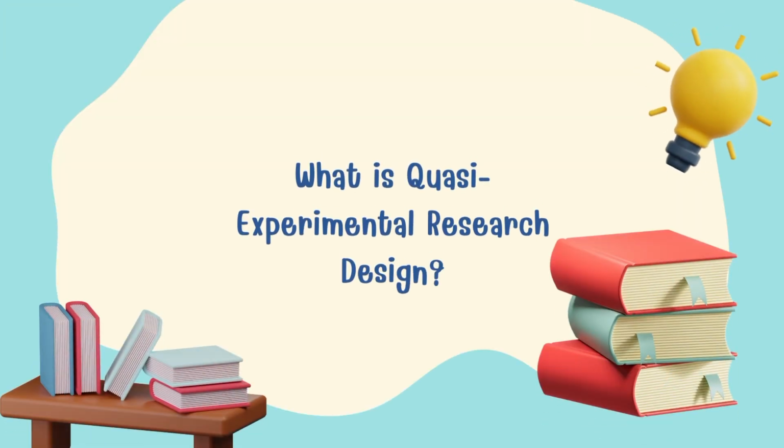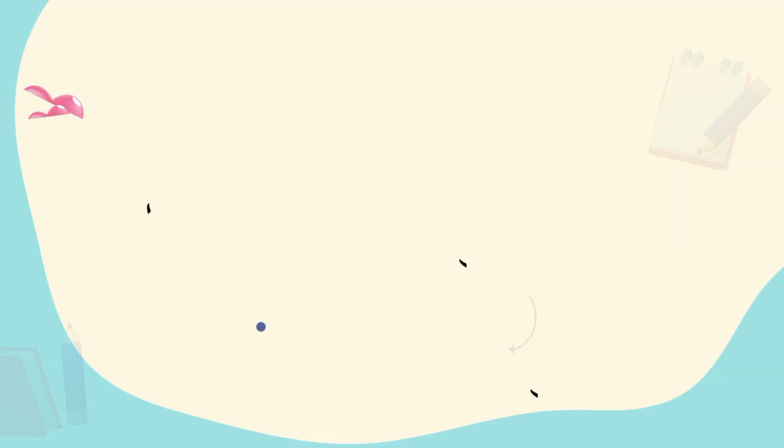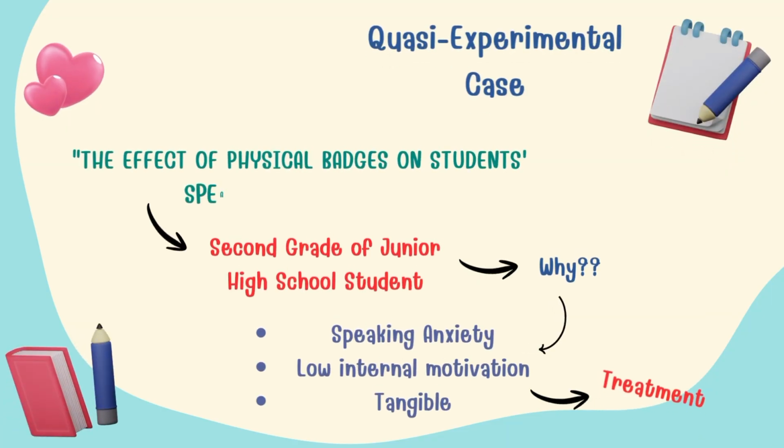What is quasi-experimental research design? Quasi-experimental is one of the types of experimental research design that consists of two groups, experimental and control groups. And in this design, we just give the treatment to the experimental group. For the example of a quasi-experimental case, I choose physical badges as the treatment and student speaking performance as the outcome, focusing on second grade junior high school students.